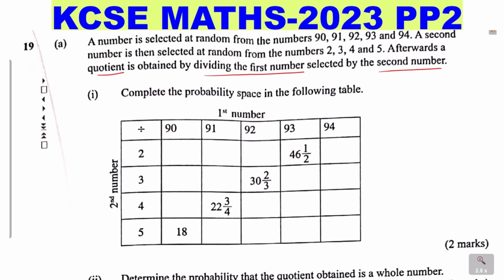So we can now begin. Like this one, 90 divided by 2, we write the answer there. So 90 divided by 2, you get 45. Then you go to the next, 91 divided by 2. Write the answer here. That one will give 45 and a half.